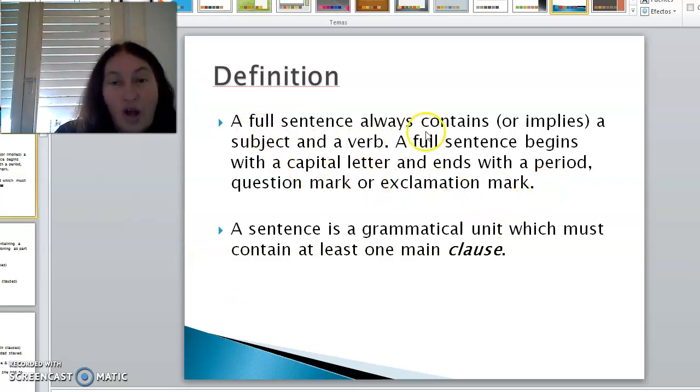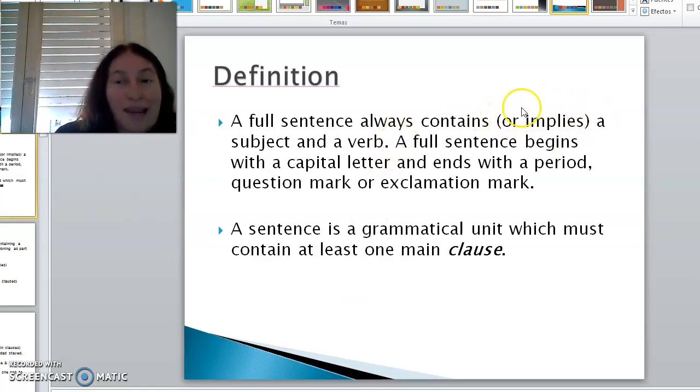A full sentence always contains or implies a subject and a verb. If we look at this first sentence in the definition, we will see that it talks about the structure of the sentence as made up of a subject and a predicate. In fact, here they say a verb, not a predicate, since the verb is the key element within the predicate in English.